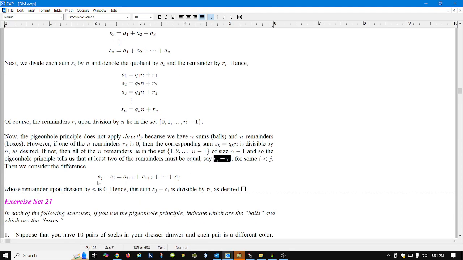Then we take the difference, Sj minus Si. That is also a sum of the elements from the collection. And because both of the remainders are the same, when you divide this difference by n, the remainder is 0. In other words, this sum is divisible by n. That's a nice problem. And the pigeonhole principle is the key once you notice that you have to do a little tweaking.